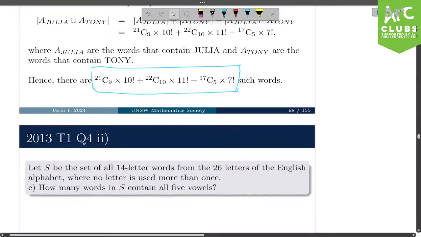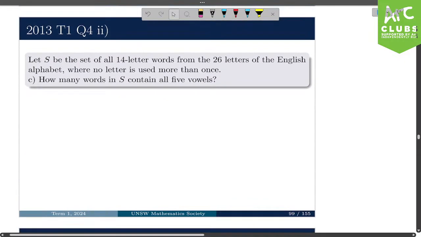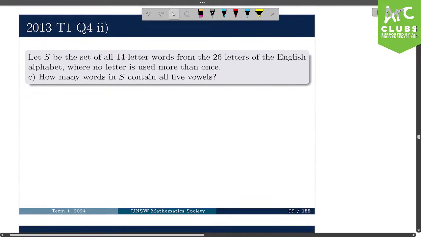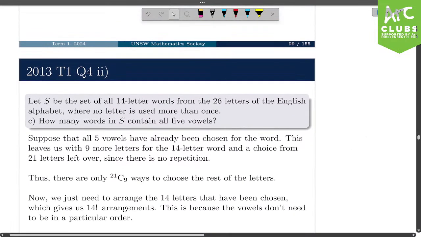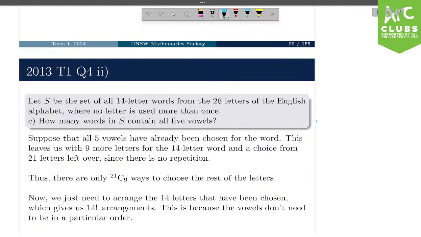Okay. So now here's something much simpler. Part C: how many words in S contain all 5 vowels? So we note that there's 5 vowels in the alphabet, as you know. So we select 5 vowels, right? So we already have A, E, I, O, U. But then there's 9 letters we are yet to choose.